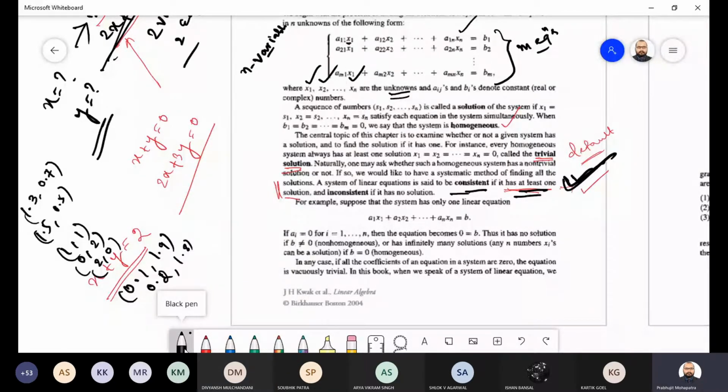Can you give one system of equations? For example, x plus y equal to 2, again x plus y equal to 3. Correct or not? Whether it will have a solution, because this is a contradiction. You are saying that x plus y equal to 2, again you are saying that x plus y equal to 3. How is it possible?